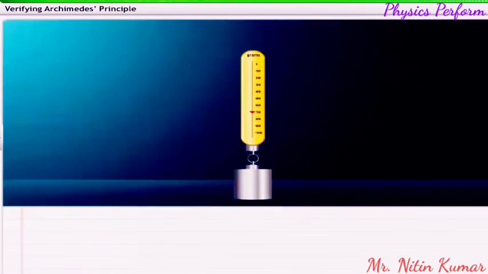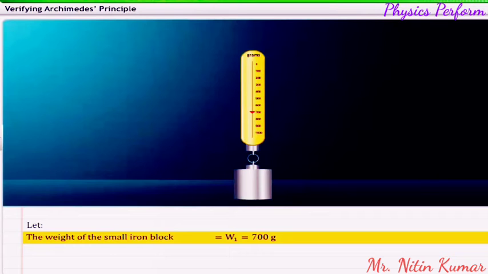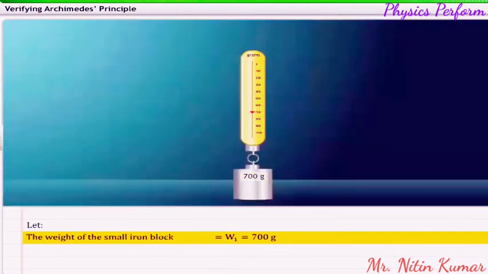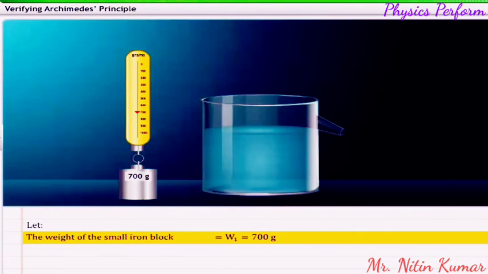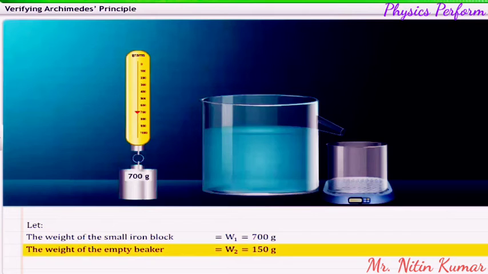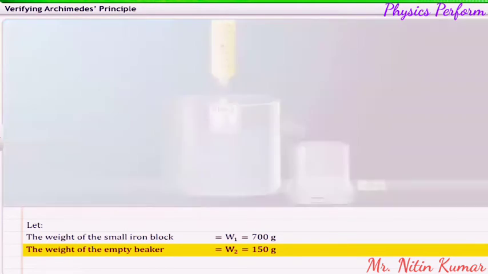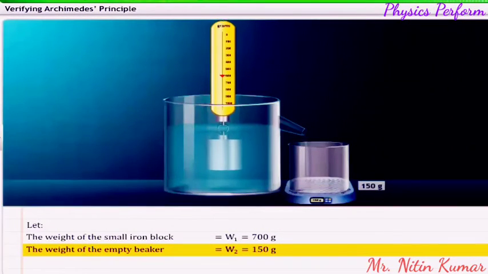From a spring balance, suspend a small block of iron weighing W1, say 700 grams. Take an overflow jar and fill it with water until it is on the verge of overflowing. Under the spout of the overflow jar, place an empty beaker that weighs W2, say 150 grams. Gently lower the iron block suspended from the spring balance into the overflow jar, till the block is completely immersed in water.